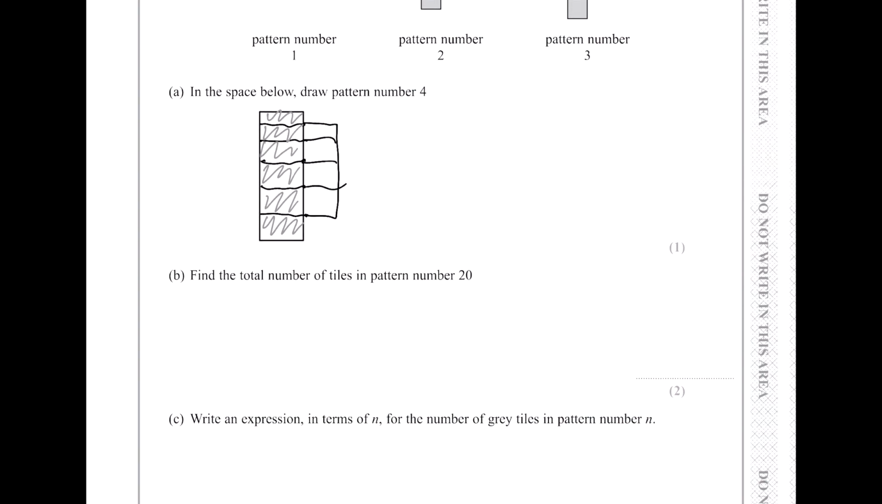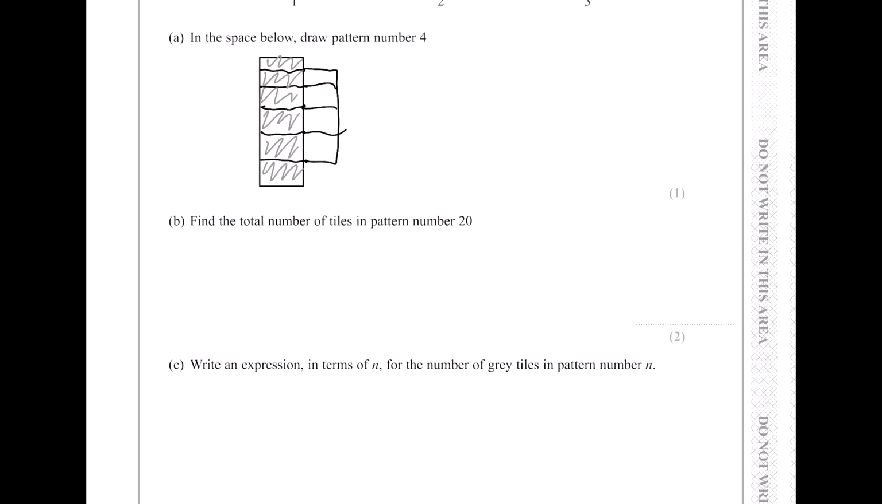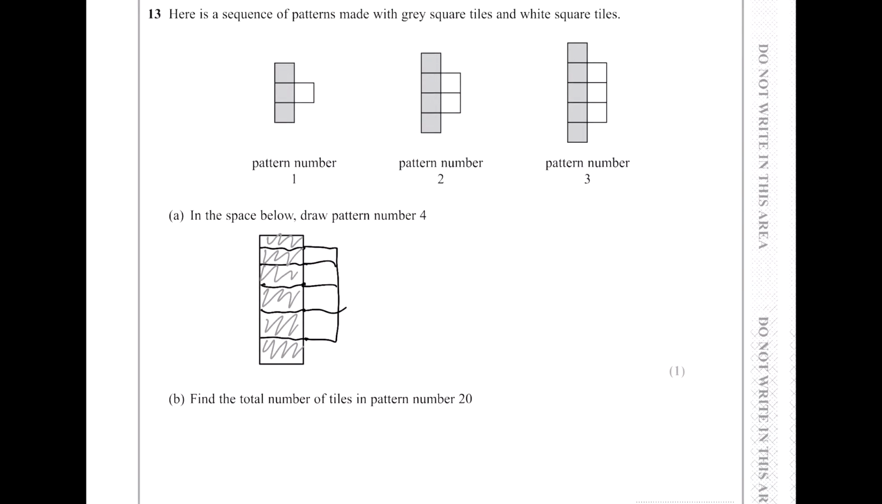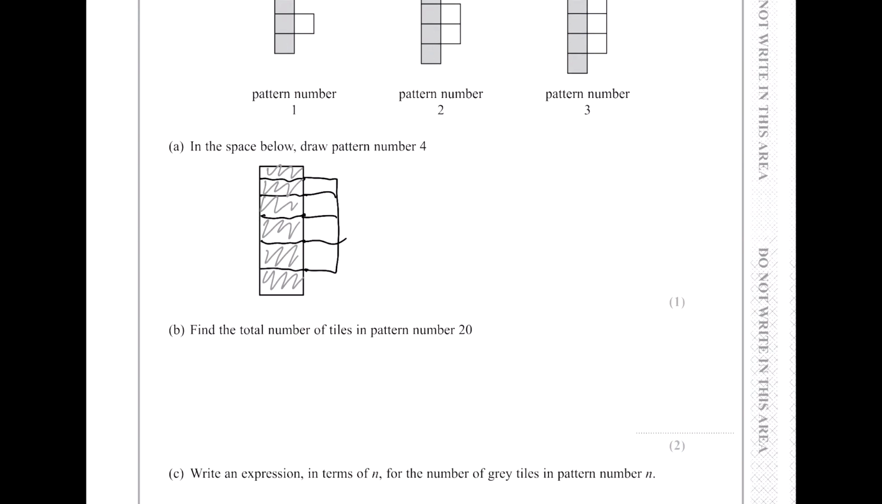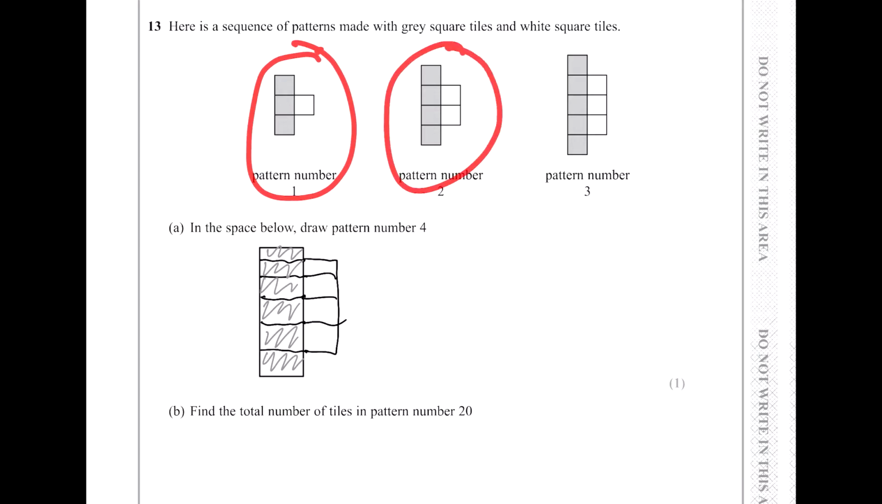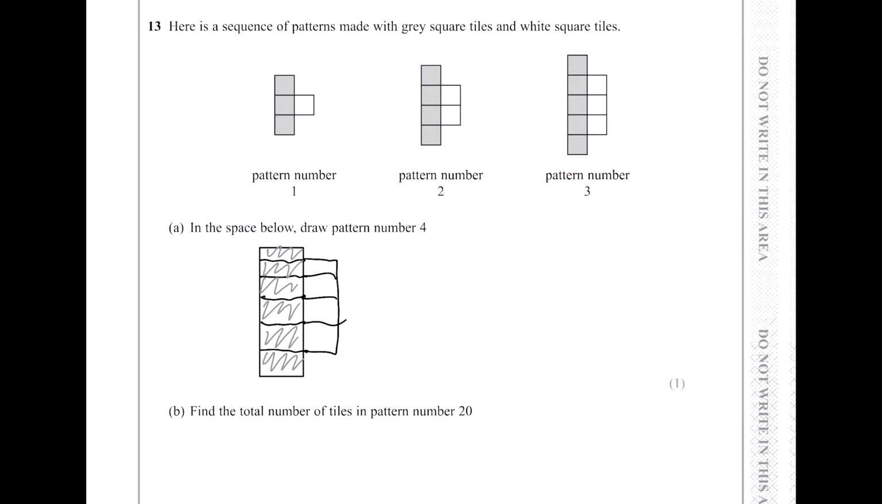Okay, so now it says find the total number of tiles of pattern number 20. So firstly, we need to figure out what's happening to the total number of tiles through each pattern number. So for this first pattern number, the total is 4 tiles. Then this second one, the total is 6. Then this one's 8. Next one's 10, and it's going up in 2s like that.